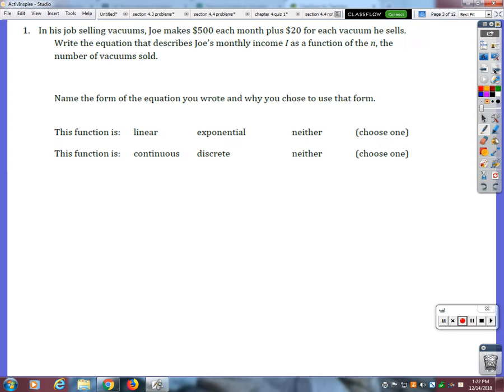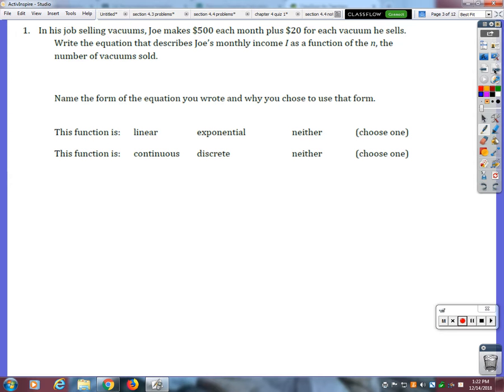Okay, so what we're going to do now is take a look at, I think, 10 different situations, and we're going to see which one each fits. We're also going to write an equation, and we're also going to talk about whether it's discrete or continuous. Okay? So here we go.